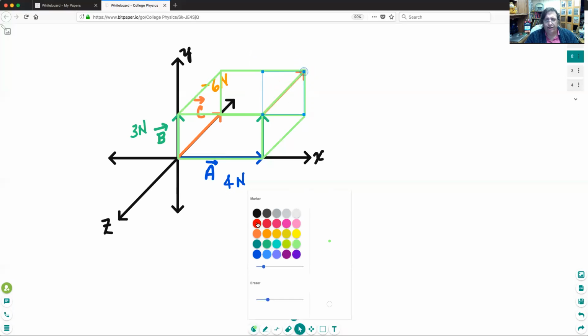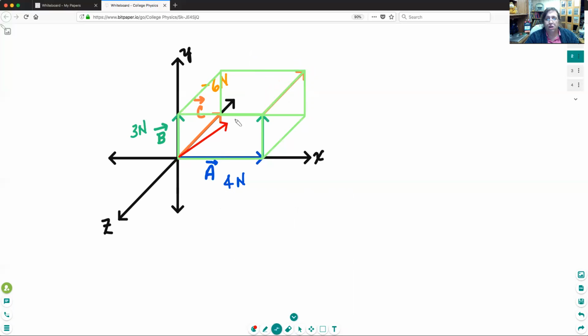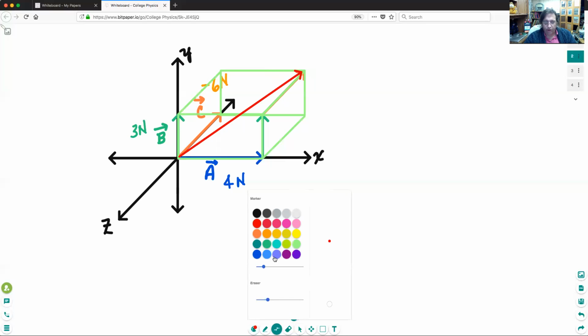So our resultant vector then is going to go from the origin to that corner. Now, it may seem counterintuitive right away, but really this is nothing new. All right. Now let me explain what I mean by that. We know, and I'm going to change my pen color here. We'll use a nice purple here.